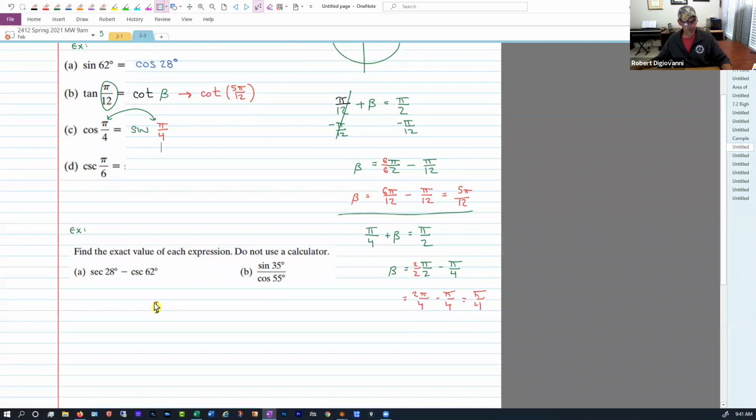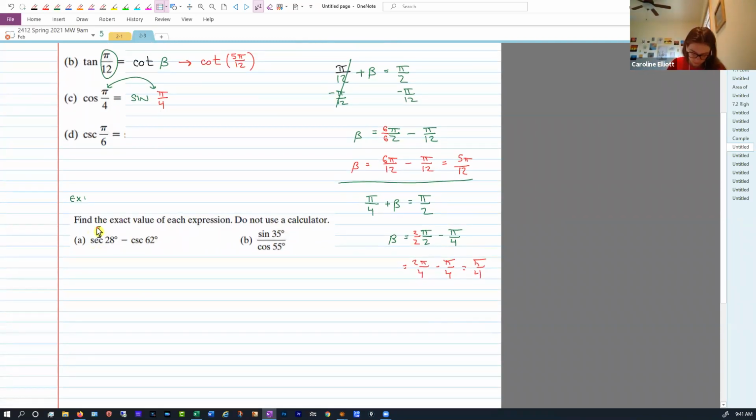All right, so now find the exact value of these without using a calculator. So when you look at this, secant of 28 degrees, cosecant of 62 degrees, again, we don't really know anything about 28 and 62 degrees. We could draw triangles, but we should recognize that these are complementary angles, aren't they, right? They add up to be 90. So let's try and use one of the identities that we just got.